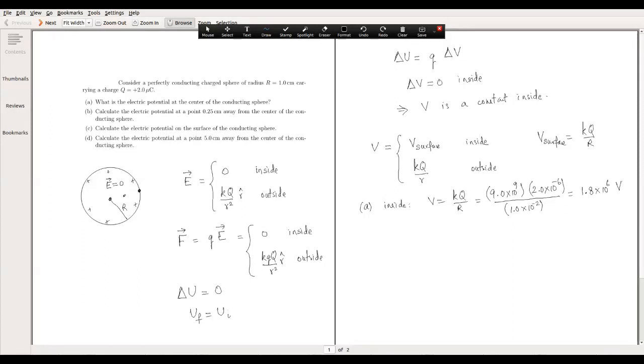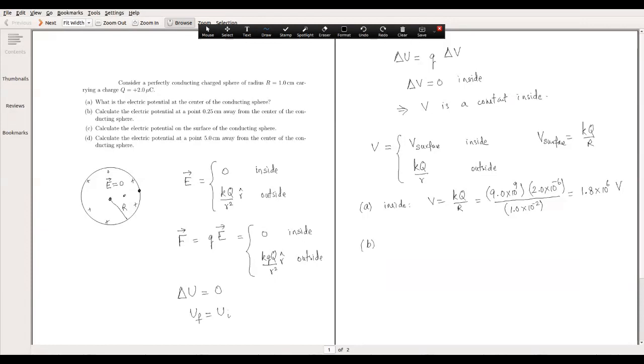That's volts per meter. So let me check again. So that's 10 raised to 3, 10 raised to 5, and I need 1 to make 18 into 1.8. So that's 1.8 into 10 raised to 6 volts on the surface of the sphere, and also anywhere inside. So specifically in part A, we are asking at the center of the sphere.